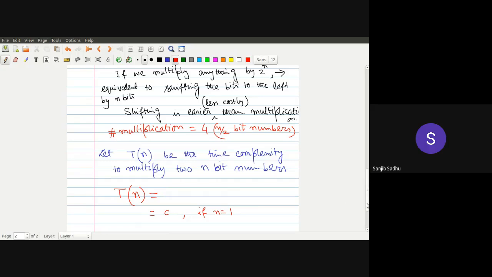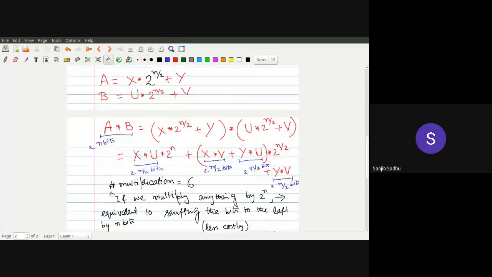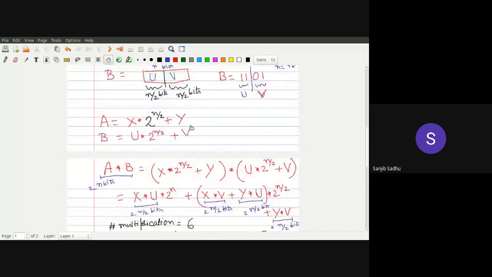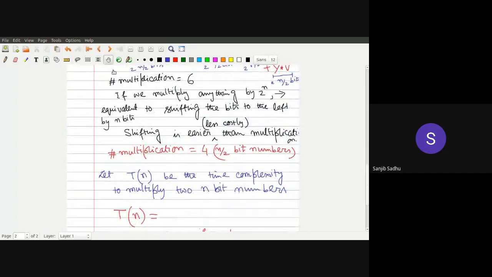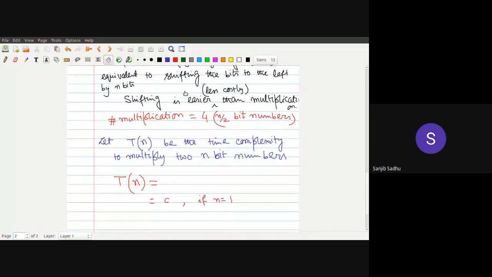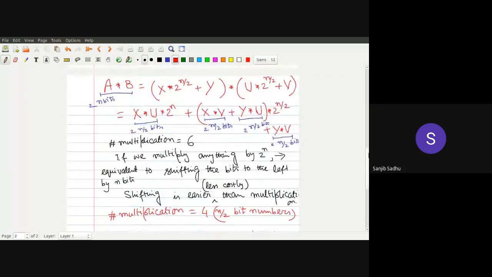Otherwise, we are dividing it into n by 2 bit numbers and then multiplying. To do that, how many multiplications are required? 4. So what will be the equation? 4 into T(n by 2). And what else are we doing? We are shifting by n bits, and also adding. So how much time will it take to shift a number by n bits?